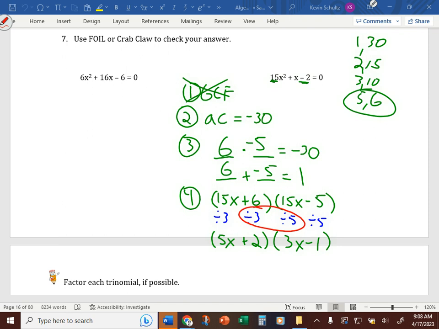We FOIL, we crab claw, we box. 5x times 3x is 15x squared. 2 times -1 is -2. 6x and -5x combined to give us positive 1x. Everything checks out. Isn't this fun?